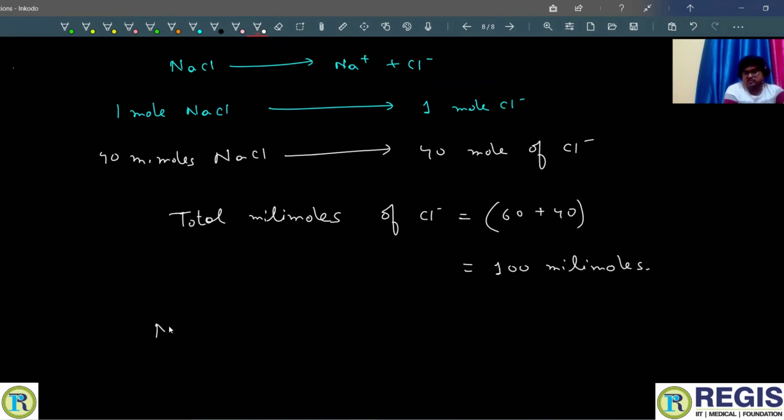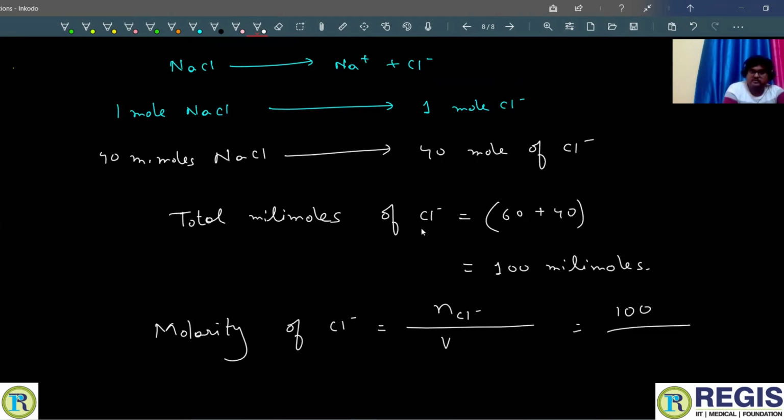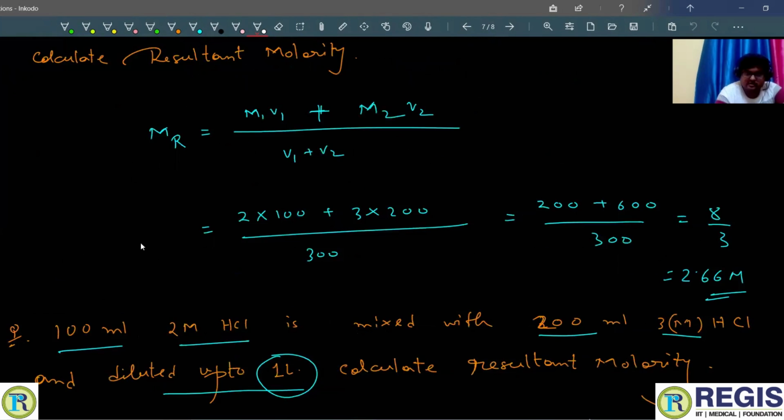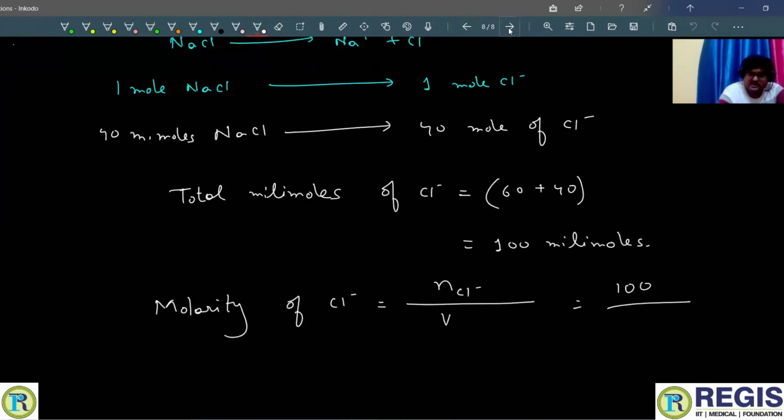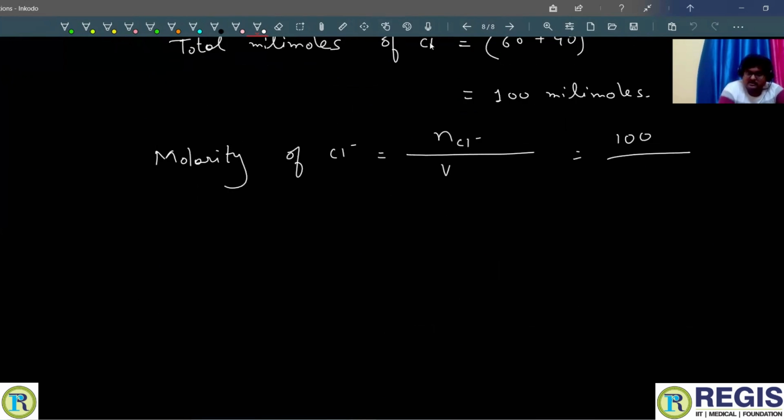Okay. Now what is the molarity of Cl minus? Molarity is basically the number of moles of Cl minus per volume. Now the number of moles is basically 100. What will be the total volume? If you calculate, the total volume is 100 plus 200, that means 300. So 100 divided by 300, so 1 by 3. 1 by 3 means 0.33. That will be the resultant molarity.